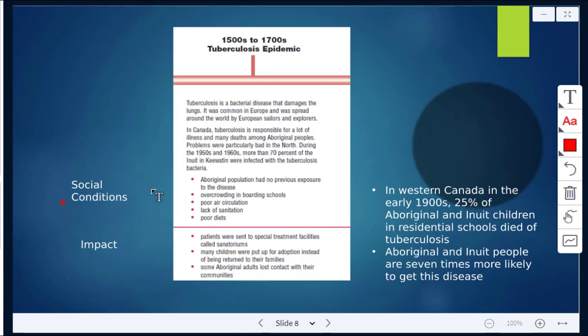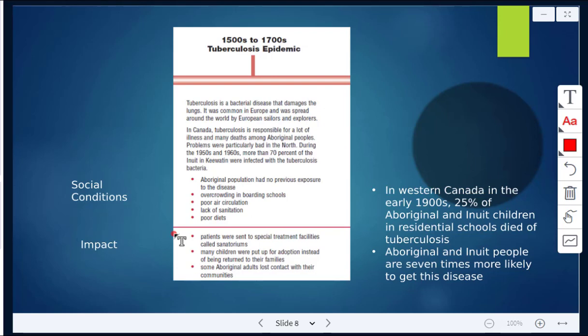Social conditions were that the Aboriginal population did not have previous exposure to the disease. Other conditions, for example, overcrowding in boarding schools, poor air circulation, lack of sanitation, and poor diets. The impact: patients were sent to special treatment facilities called sanatoriums.